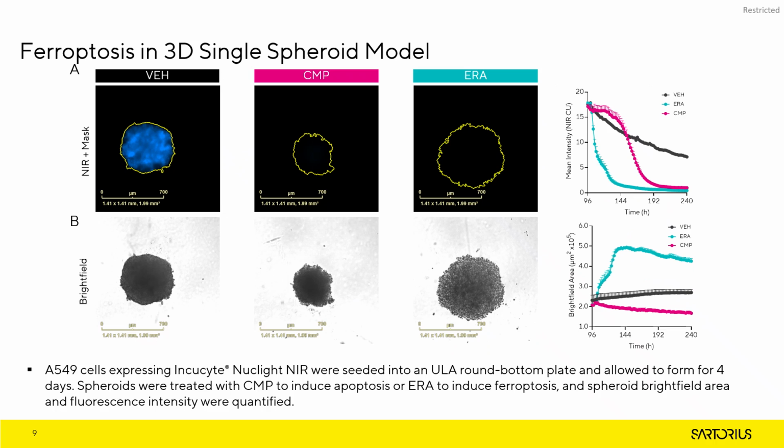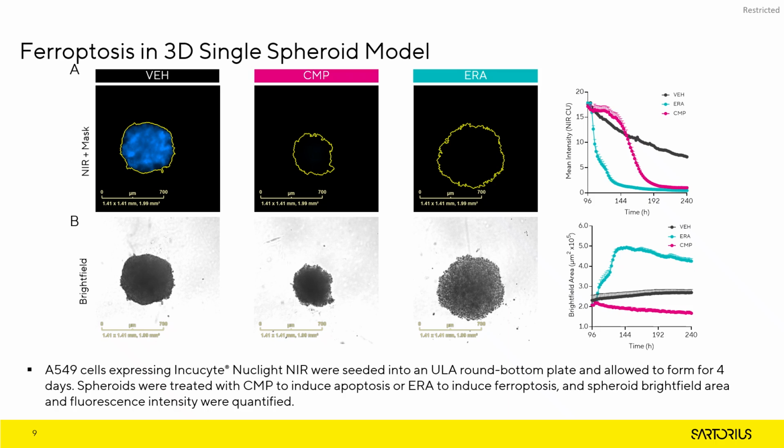So here we're looking at ferroptosis in a 3D single spheroid model. A549 cells expressing the Incucyte Nuclight NIR were seeded into an ultra-low attachment round bottom plate, and these were then allowed to form for 4 days. The spheroids were then treated with camptothecin to induce apoptosis or erastin to induce ferroptosis, and spheroid bright field area and fluorescence intensity was quantified. So we've got some representative images here of the NIR nuclear fluorescence with the segmentation mask, as well as the bright field images.